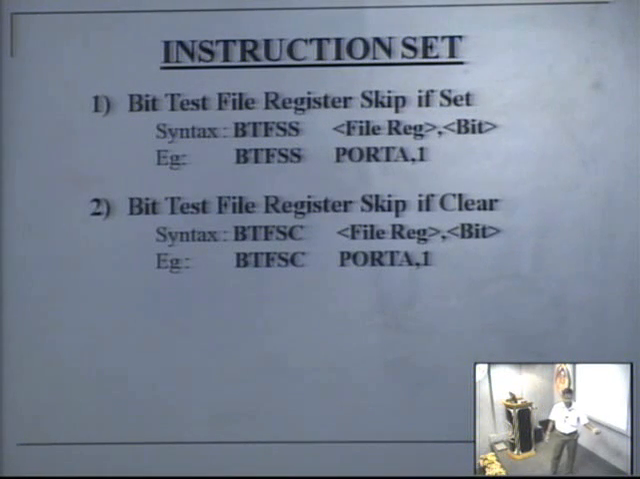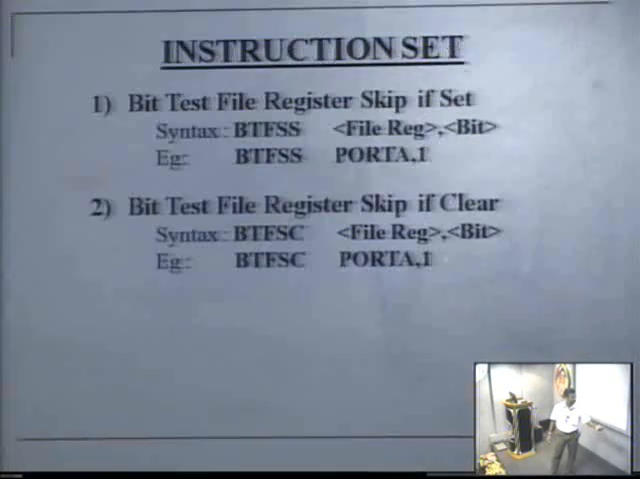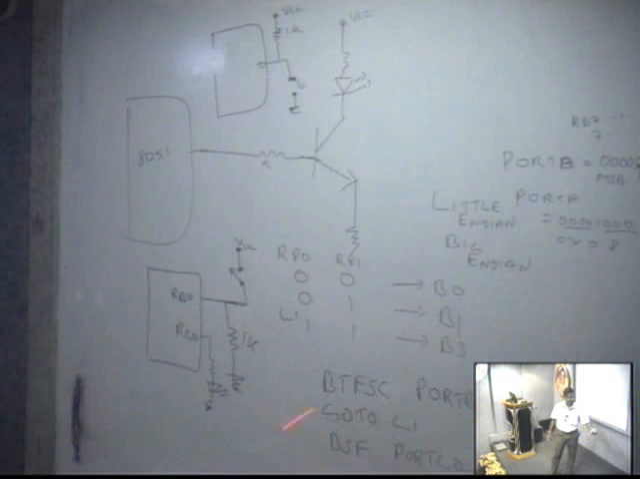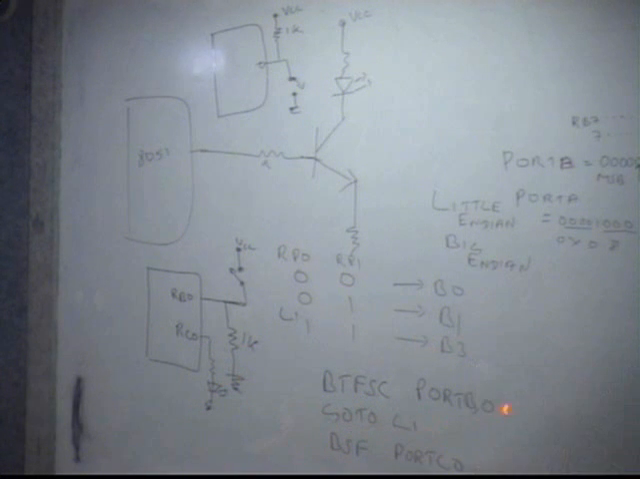Which bit are you testing? That is mentioned in this bit position. In this case, BTFSC PORTB, 0 means PORTB's 0th bit, that is RB0. You are checking whether RB0 is 0 or clear. If it is clear, you should skip this GOTO and come to BSF. When you execute BSF, that LED will be on. So this is a segment for the switch with LED program. I will ask you to write the program after some time.